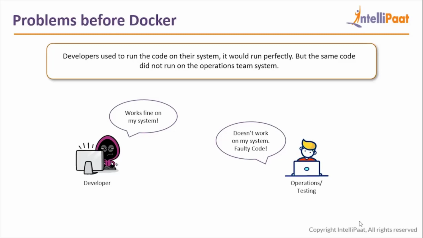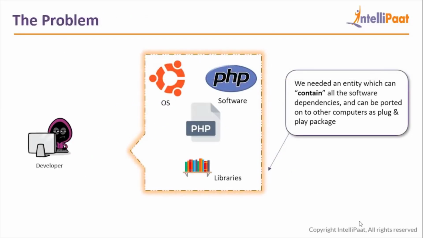So the problem was that VMs were very large and they were complex as well to handle when we are talking about staging area or the deployment area, the production area. They were a little difficult to handle. Now, this was the problem that was there before Docker. So, what did we need?